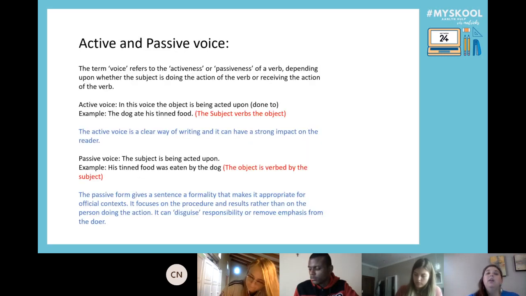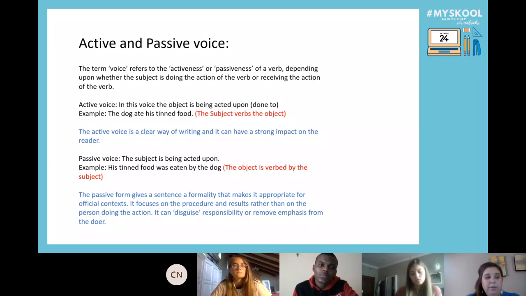Okay. Now the active and passive voice. Why do we use it? Why is it an important element of language to know? The term voice refers to the activeness or passiveness of a verb, depending on whether the subject is doing the action of the verb or receiving the action of the verb. Okay. Now, usually we have sentences like, the cat chases its tail. So in other words, the subject does something to the object. In that sentence, the cat chases its tail. The tail is being chased. Okay. Are you with me so far, people?